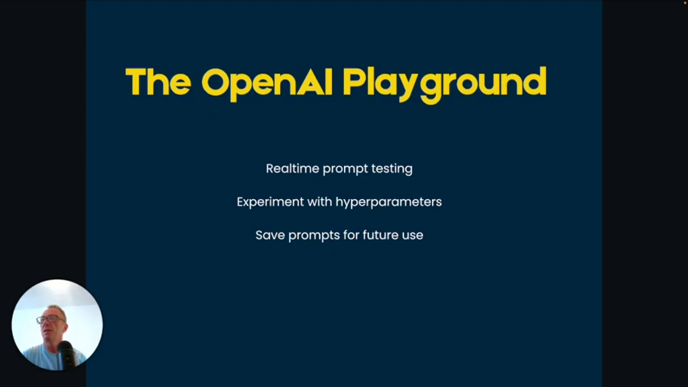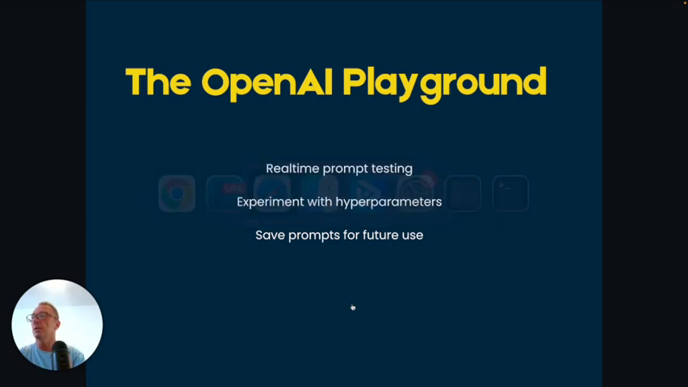All right, the OpenAI Playground. We're going to have a quick look at the playground now. I'm going to show you guys around it, and then when we come back in future videos, we can really get stuck in and use that playground. What it's used for is real-time prompt testing, experimenting with hyperparameters, and also saving prompts for future use. So you can save prompts, and if you come up with a really good prompt, you can definitely use that again. It's important to have a prompt library.